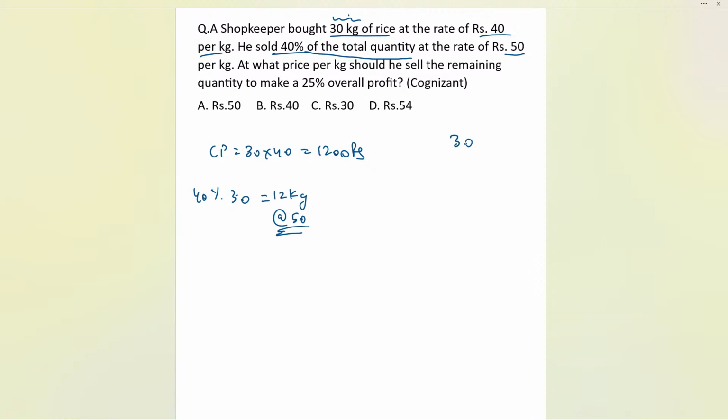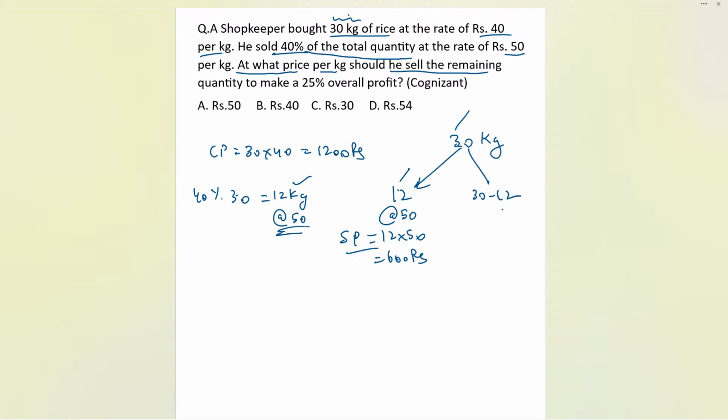Now, can I say out of 30 kg, this particular part of 12 kg he sold at 50 rupees? So the selling price will be 12 into 50, that is 600 rupees. Now, at what price per kg should he sell the remaining? Out of 30, 12 is done. Remaining is 30 minus 12, which is 18.